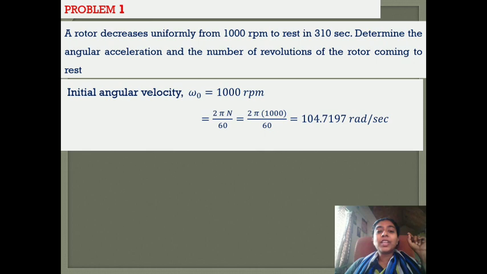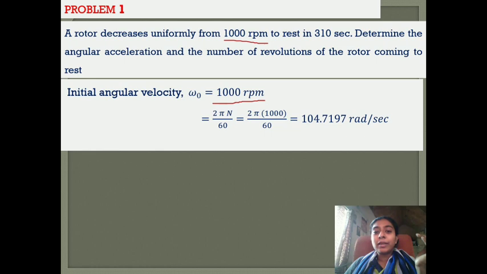So initial angular velocity is given as 1000 rpm, so 1000 rotations per minute. If it is 1000 rotations per minute, we will convert it to radians per second. So multiply by 2 pi to convert it into radians, and divide by 60 for converting it to seconds.